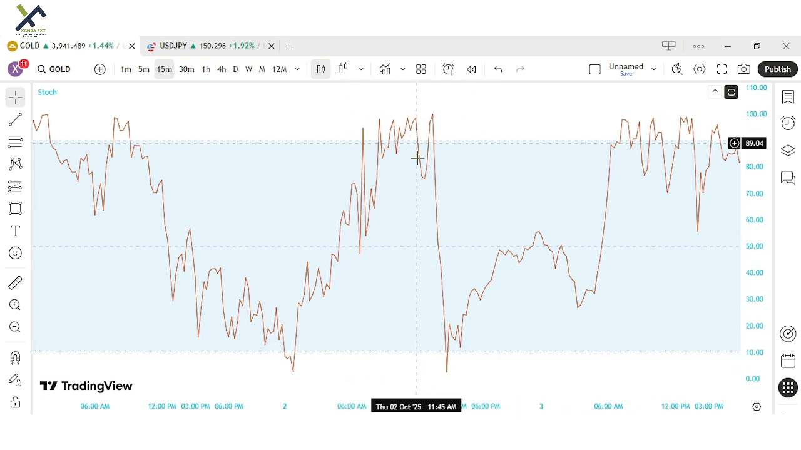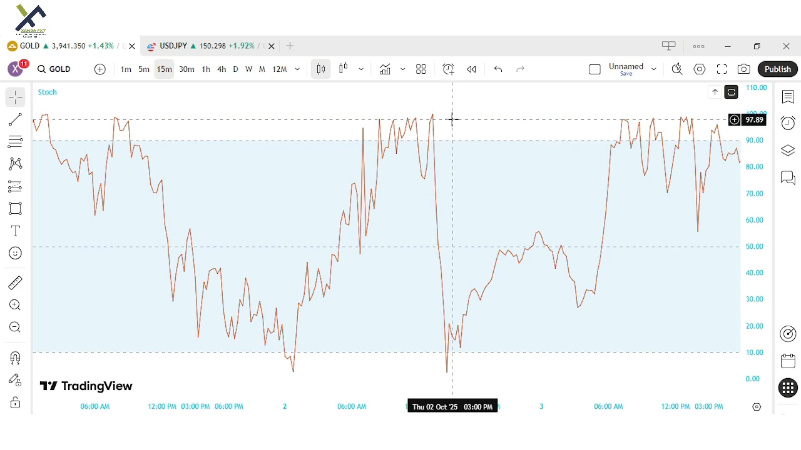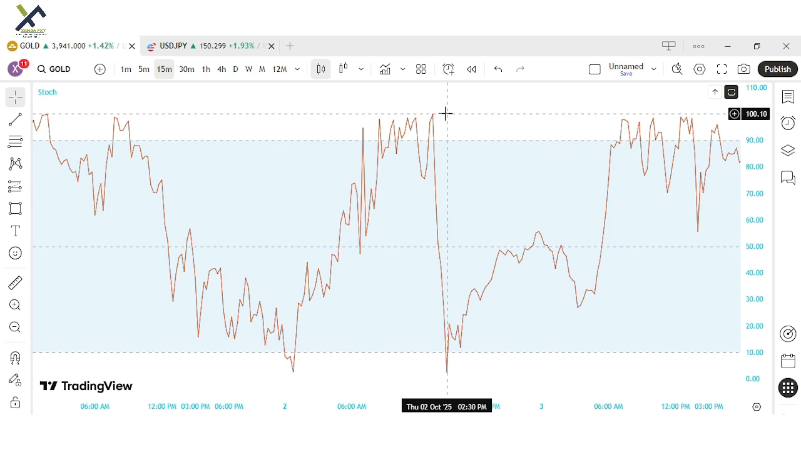Once the signal line crosses above 90, it gives you a signal that the market has entered the overbought state. At that state, there is a tendency that the sellers will take over the market and push it down. It's just a signal for you as a trader. So what you do, just like I said, patience is the key.